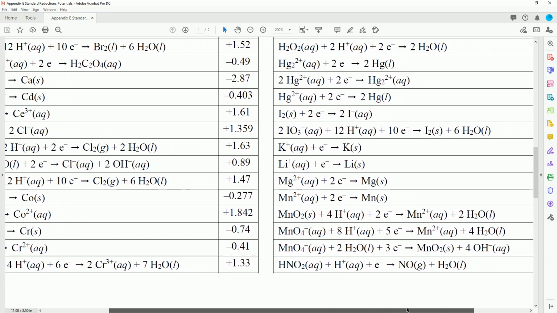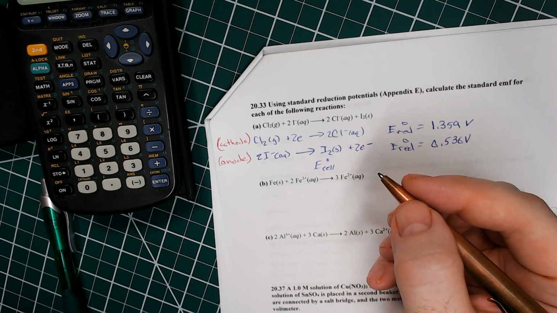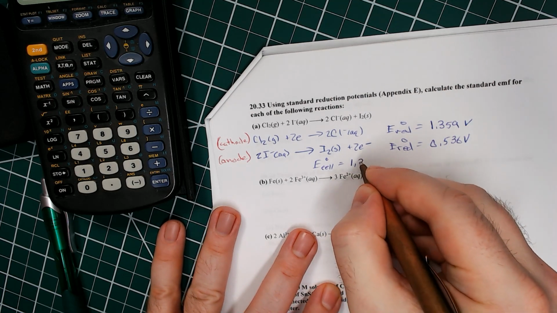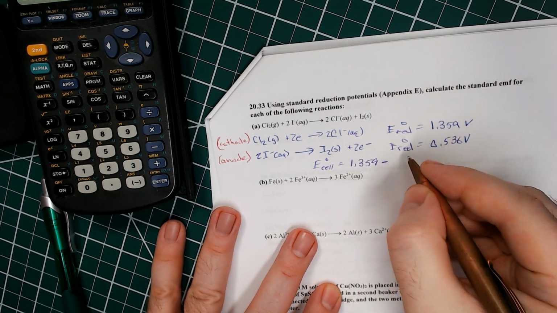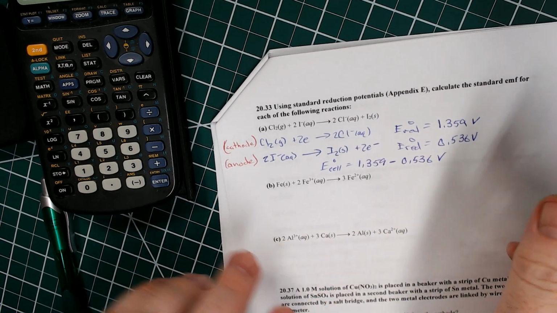And then for iodine, here it is. Although we have the oxidation, we're just going to write down that number: 0.536 volts. And then E cell standard is equal to the cathode minus the anode. So 1.359 minus 0.536 volts.